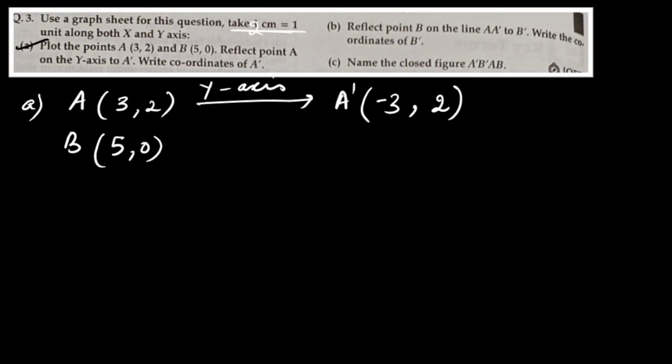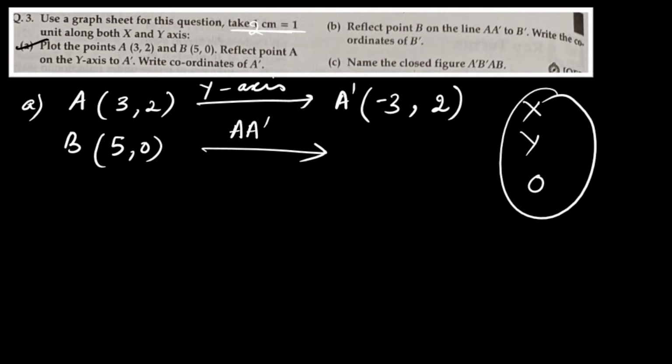So B also we have to reflect, but in which line do we have to do the reflection? In the line AA dash. You have to understand here, reflection will not always be in the x-axis or y-axis or origin. It can be from different lines also, like previously we did from the line x equals 5. Now we have to do the reflection from this line AA dash.